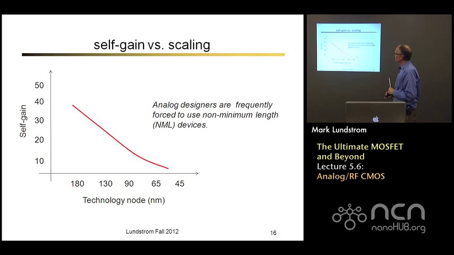Now, one of the challenges that scaling forces on us is that the smaller you make the transistor, the lower the output resistance is, because we have all of these short channel effects and DIBL that cause the current to increase in the saturated regime. So as the devices get smaller and smaller and better for digital, they get worse and worse for analog. Many times you'll see analog circuit designers not using the smallest transistors in the technology, but using longer channel lengths to get higher output resistance and better self-gain.